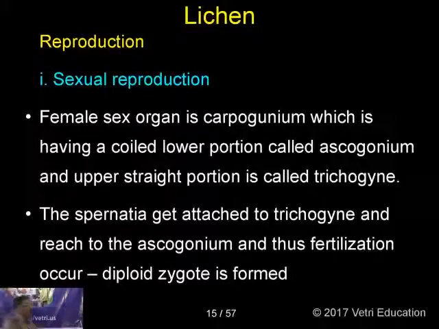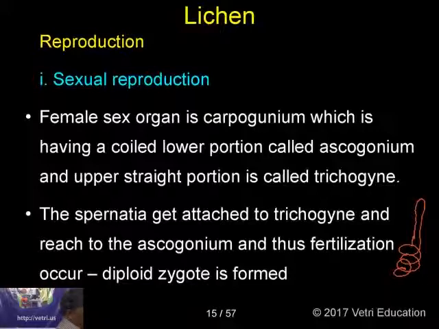And the female sex organ is known as the carpogonium, which has a coiled lower portion and a long terminal structure. This is called the trichogyne, and inside you can find a female gamete. The spermatia which are released out may attach to that trichogyne, enter into it and fuse with the female gamete, and a dikaryotic mycelium, or a diploid zygote, is formed.